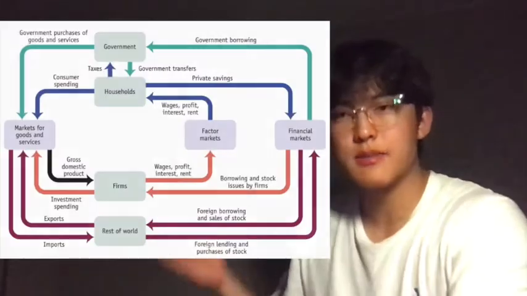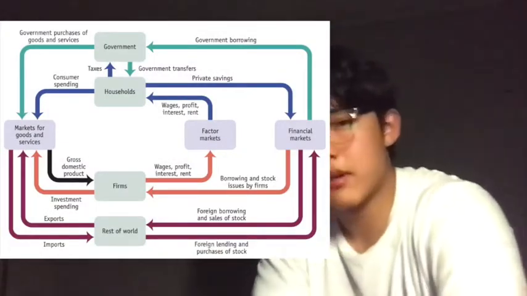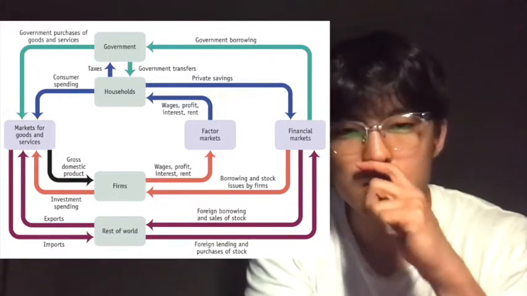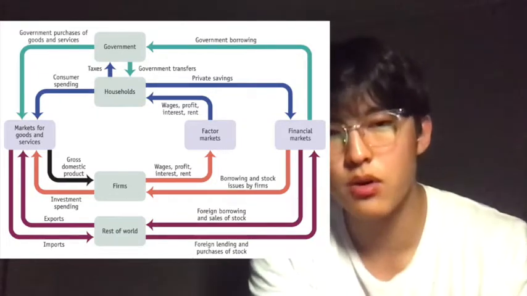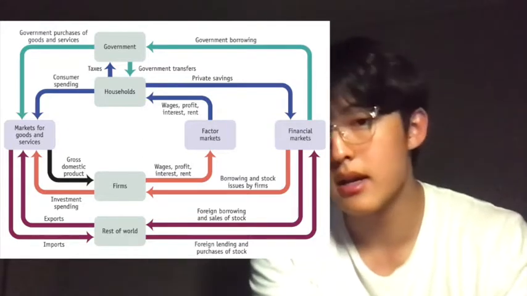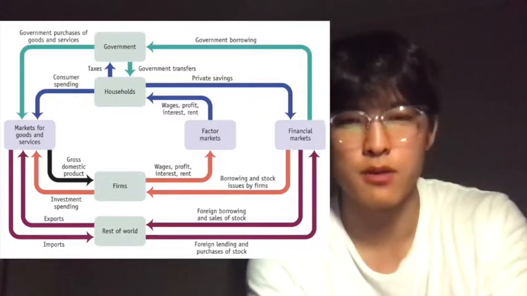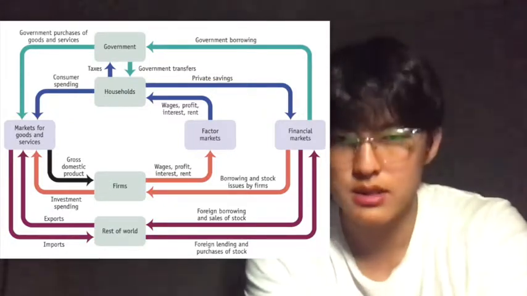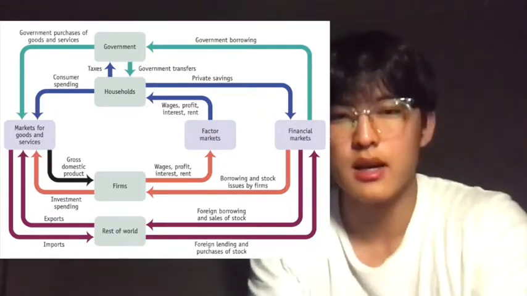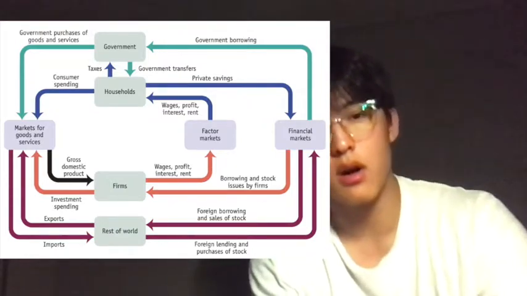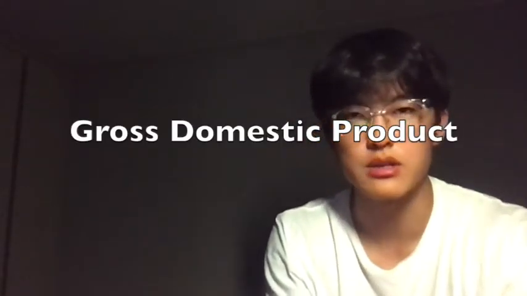This is the expanded version of the circular flow diagram. It looks complicated, but it's not. By looking at this, we can determine the total flow of funds by adding all spending: consumer spending on goods and services, investment spending by firms, government purchases of goods and services, and exports, and then subtracting the value of imports. This is the value of all final goods and services produced in the United States. That is the gross domestic product of the economy, known as GDP.